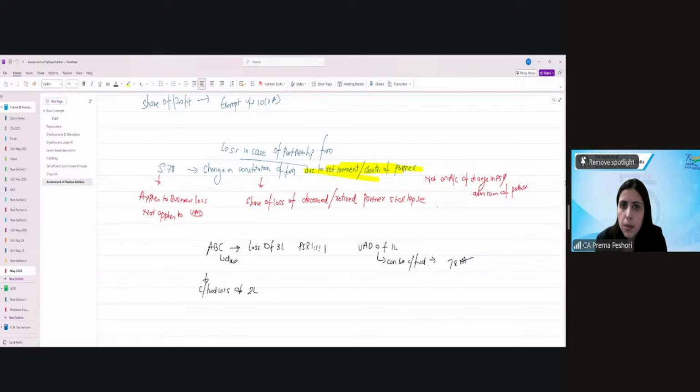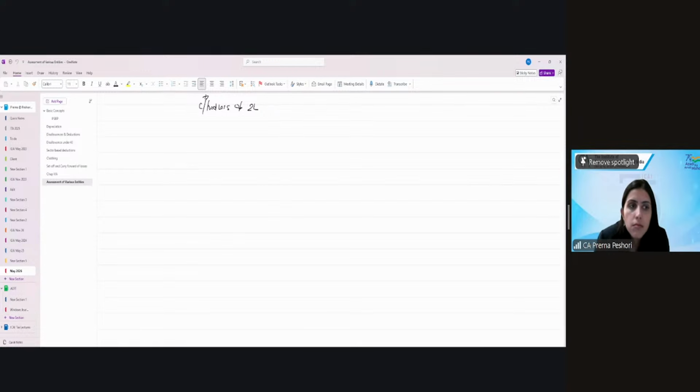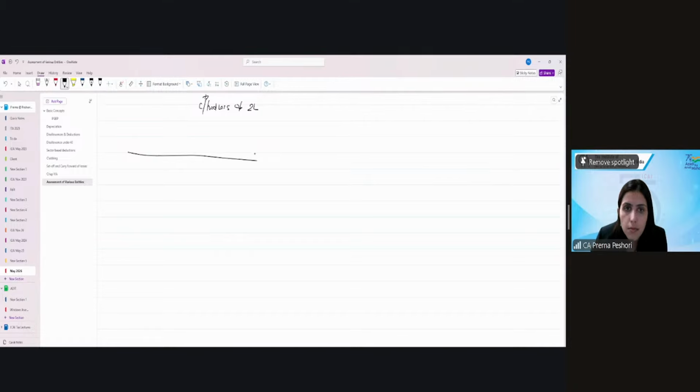What is the difference between the AOP and BOI? In a body of individuals, they cannot be a company. That's right. In an AOP, they can be a company. So, what are the tax rates for the AOP and BOI? Slab rates that are applicable to individuals. That's right. So, AOP basically considers all persons, BOI only has individuals.